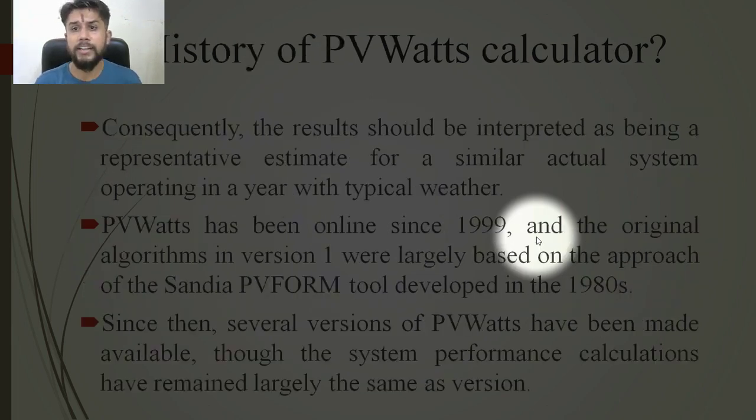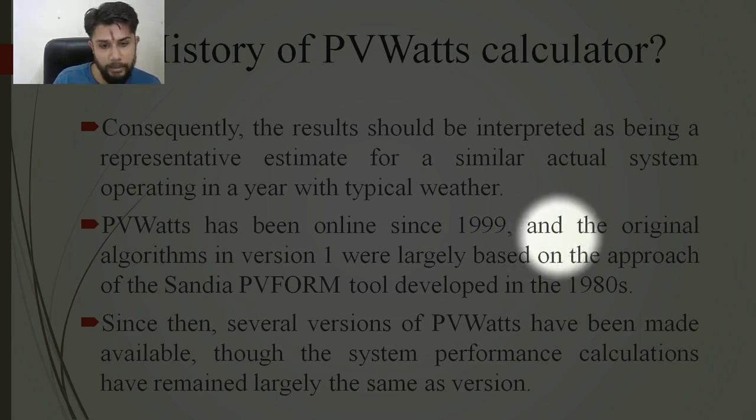The result should be interpreted as being a representative estimate for a similar actual system operating in a year with typical weather. PVWatts has been online since 1999, and the original algorithms in version 1 were largely based on the approach of the Sandia PV form tool developed in the 1980s. Several versions of PVWatts have been made available, though the system performance calculations have remained largely the same in all the versions.